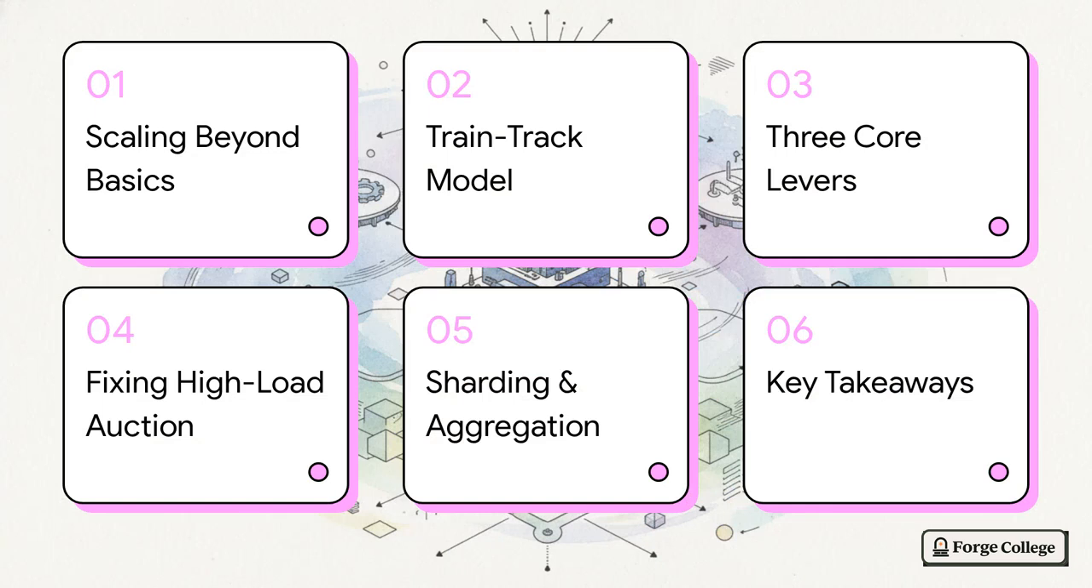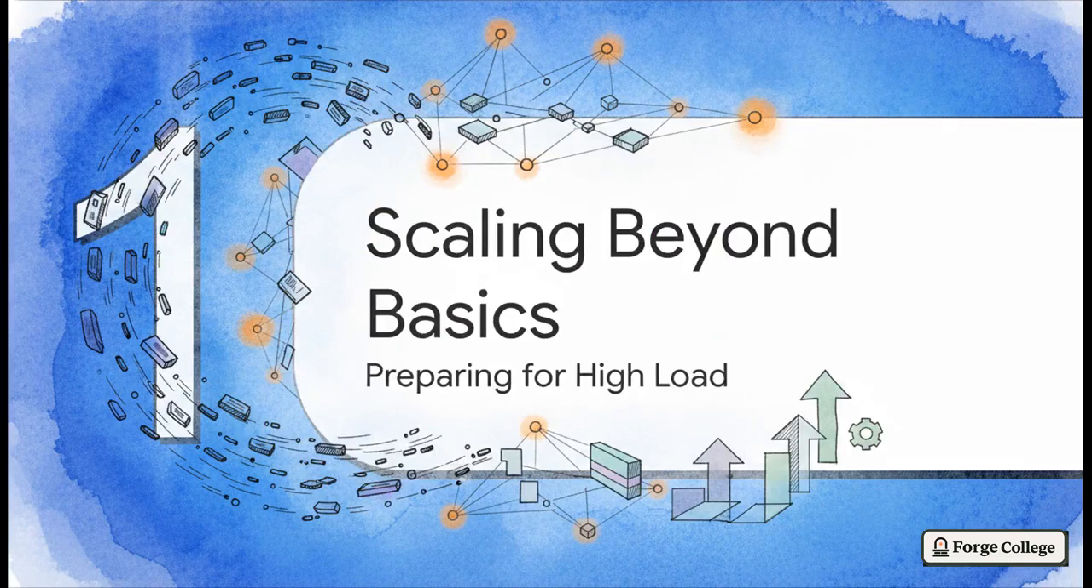Here's our engineering blueprint for this explainer. We're going to cover scaling beyond Hello World, the train track mental model, 3 core scalability levers, fixing the high-load auction, sharding and optimistic aggregation, and finally, our key takeaways. The goal? To architect highly scalable dApps without causing any spontaneous locomotive combustion.